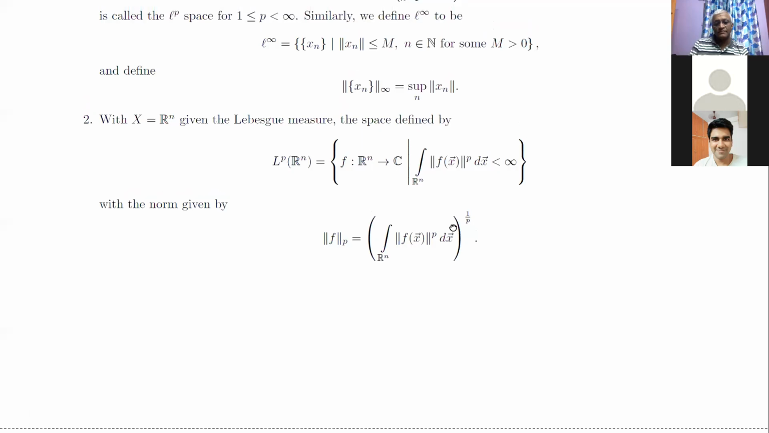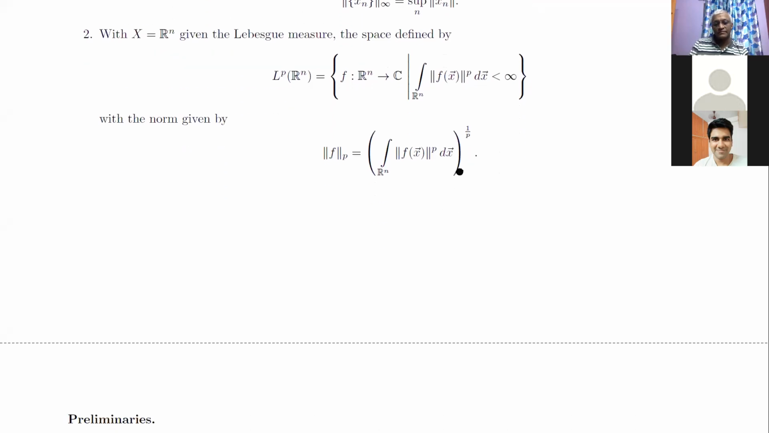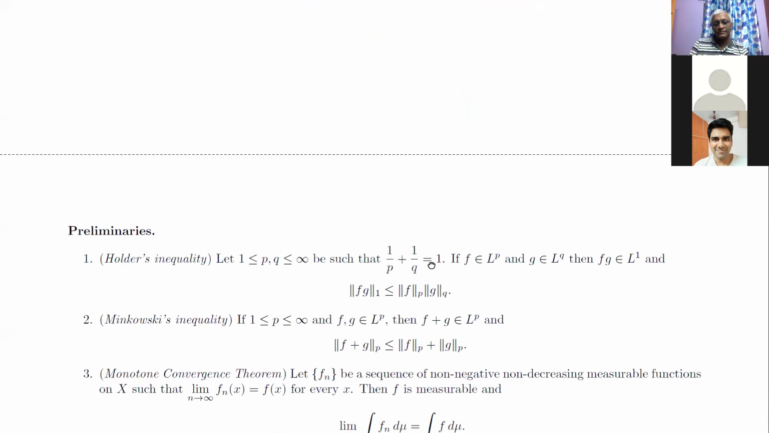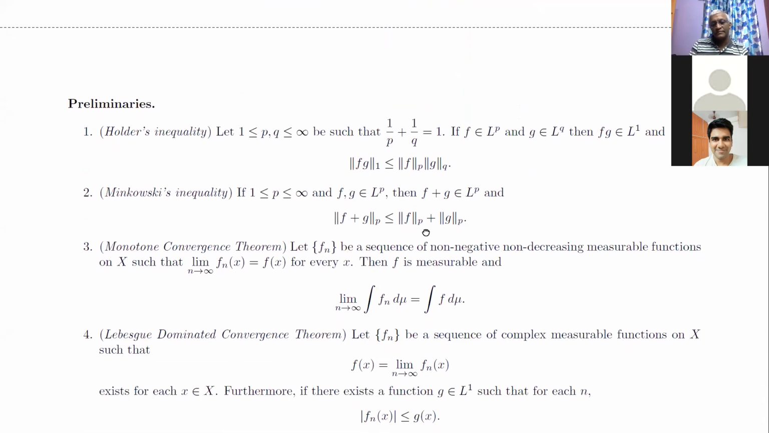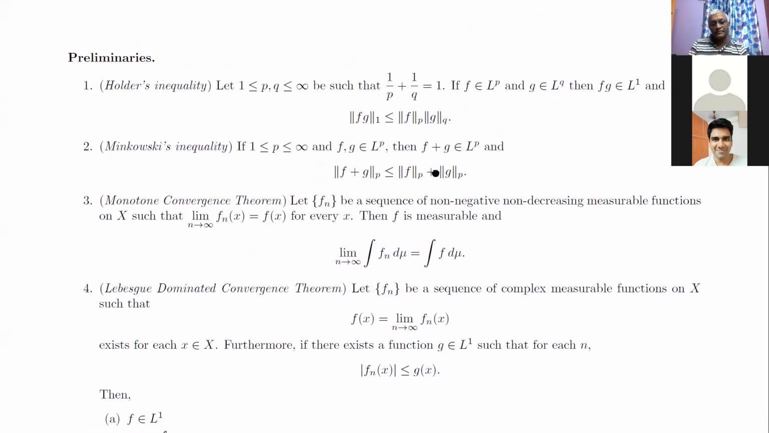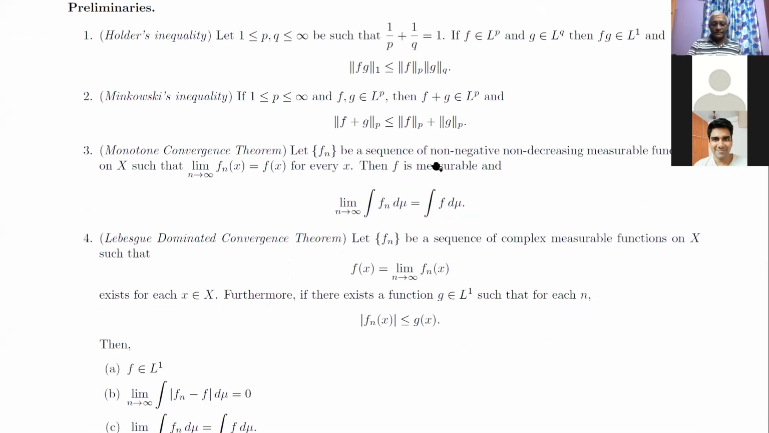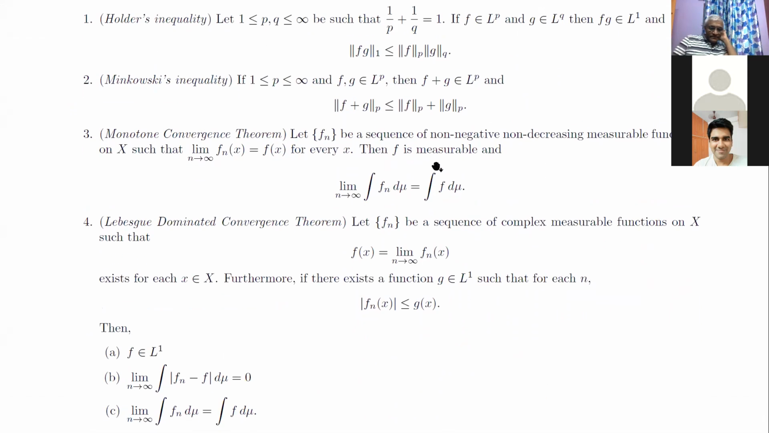So these were some examples of LP spaces. There are some preliminaries which I'll be assuming, since we have already seen their proofs either in the class or in one of the other presentations.